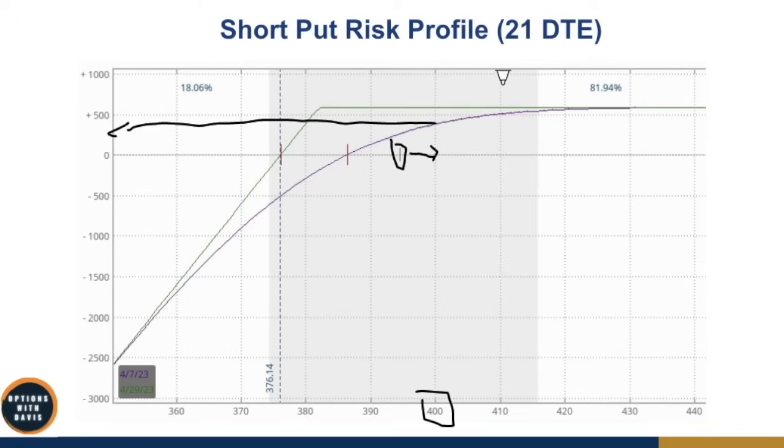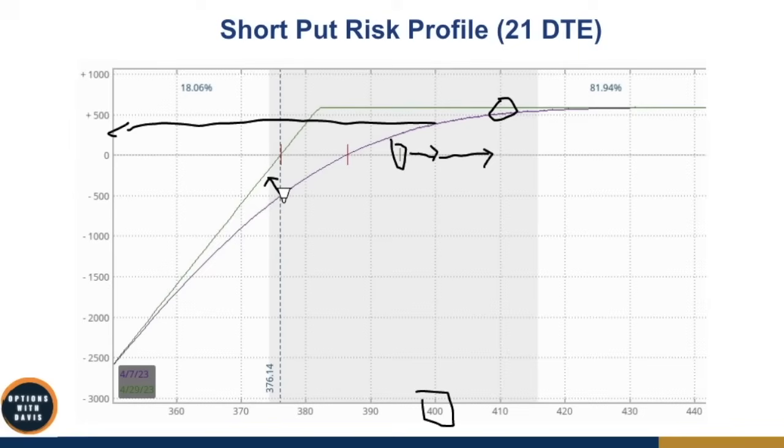So there's no need for you to hold even an additional 21 days and then risk losing all this money. If you see, if it goes all the way to 410 even, you're pretty much almost at the max profit already. The other thing is that if you notice, this purple line will start to become more and more steep as time passes, as it gets close to expiration.